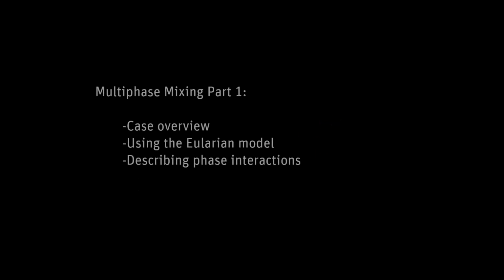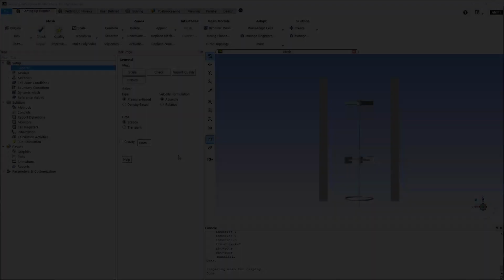In this video series, you'll learn how to simulate a multi-phase flow consisting of air injected into a liquid-filled mixing tank. In part 1, we'll review the case, enable the Eulerian multi-phase model, and describe the phase interactions for this problem. I'll consider a simplified case in which there is no flow into or out of the reactor. This is a reasonable representation of the initial conditions in a real reactor at the start of a new process. From this simulation, I'll determine the reactor's quality of mixing and power requirements.